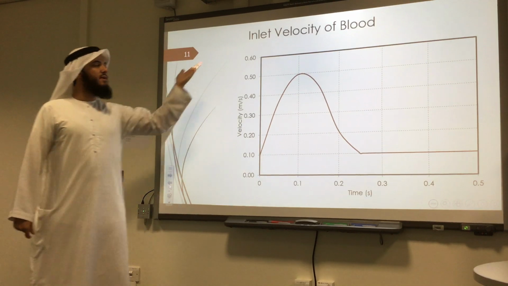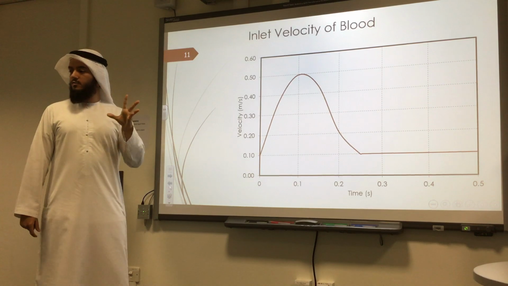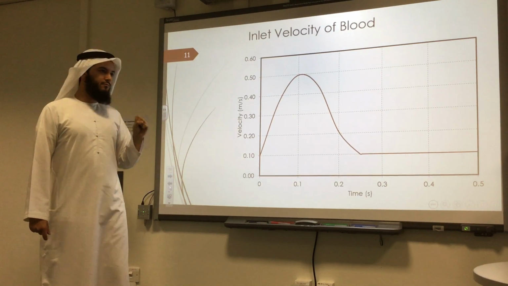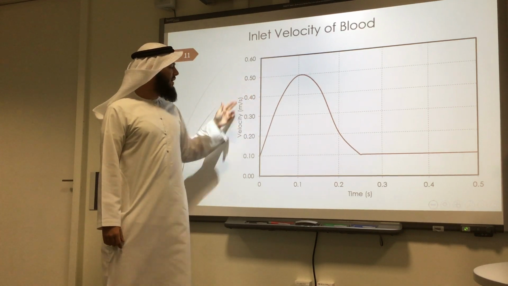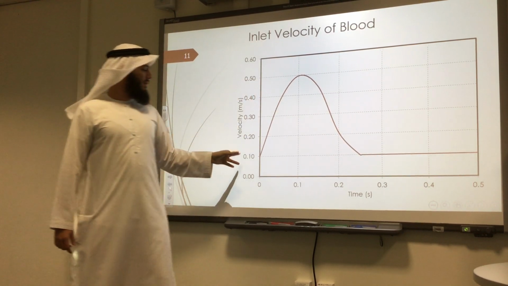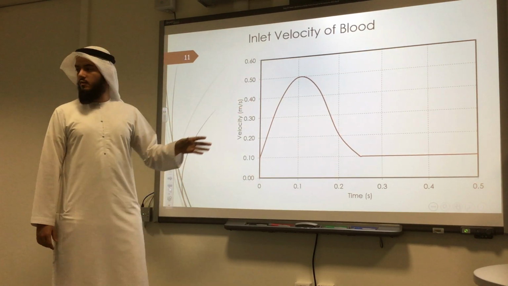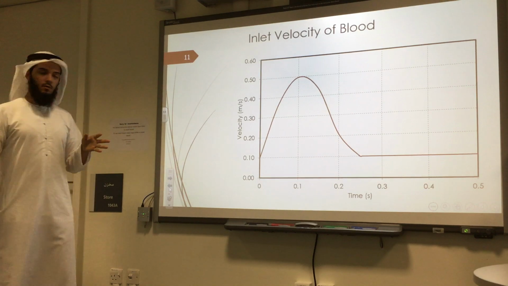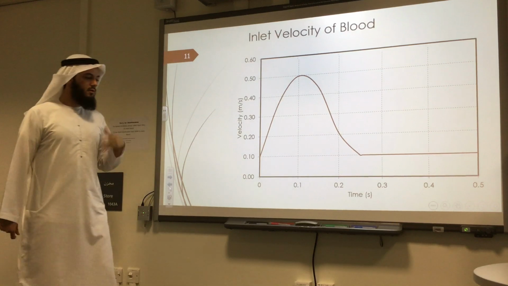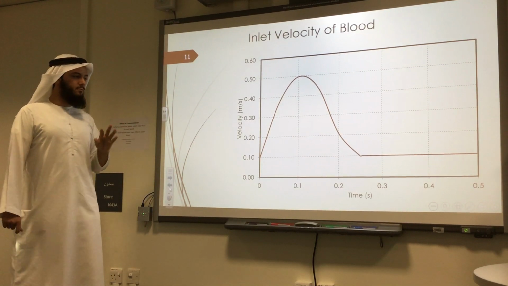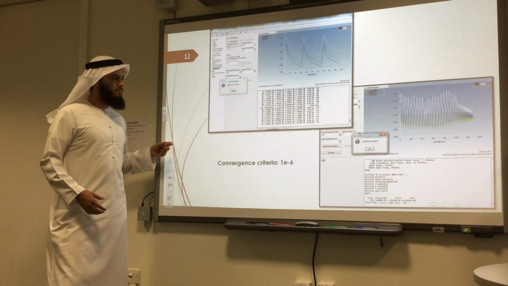Also, something that we put is the inlet velocity of blood, systolic and diastolic. Here we can see a maximum of 0.5 meters per second velocity and a minimum of 0.1 meters per second. So this is the inlet velocity, a transient inlet. Sometimes we use a maximum velocity of 0.5 also, depending on our problem. This is also based on data from research.